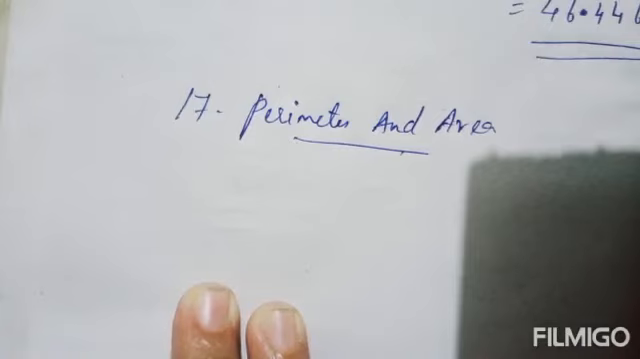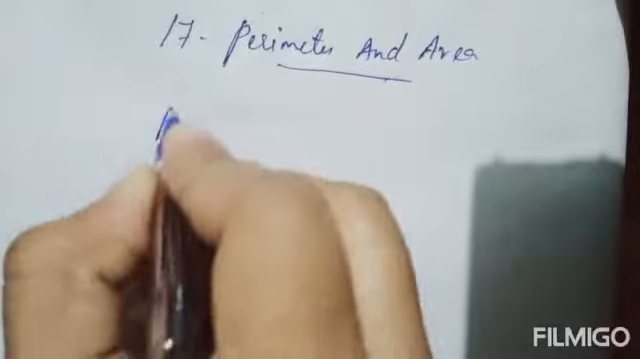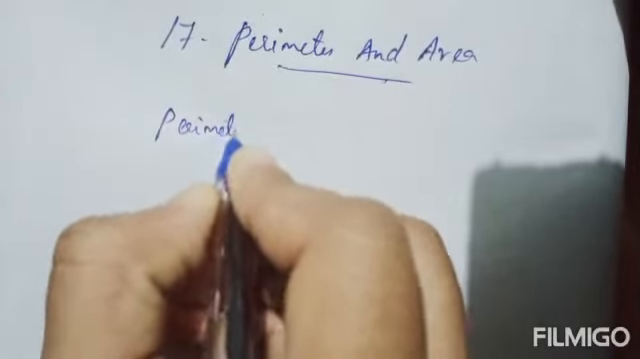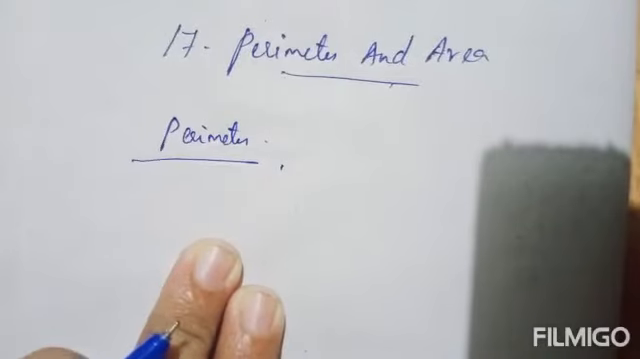So, today we are going to start our new chapter, chapter 17, perimeter and area. First, let's see what we mean by perimeter. Perimeter means the distance around a plane figure. That is called its perimeter.